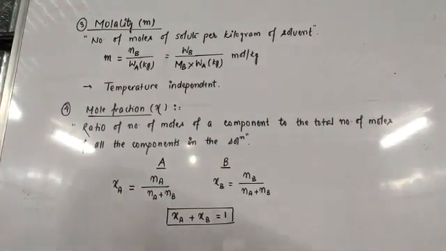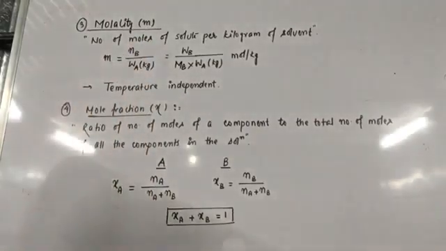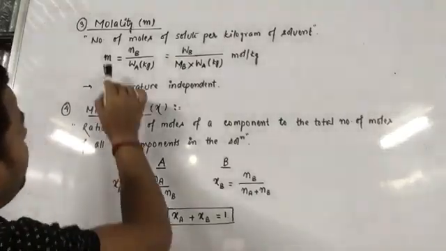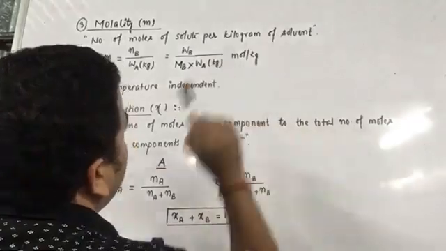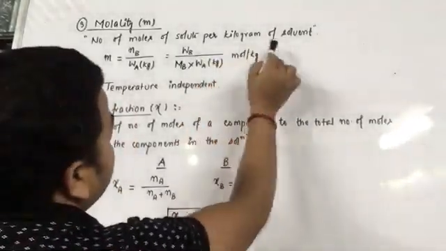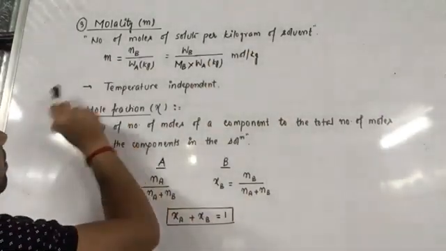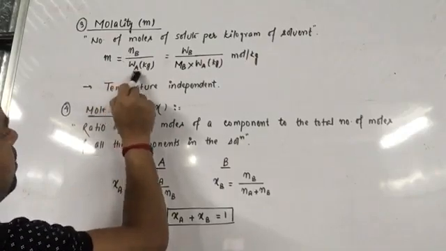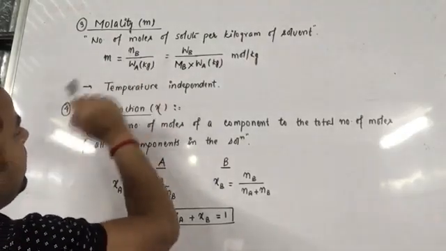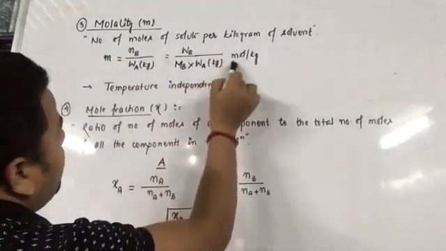So the third concentration term to be discussed is molality. It is represented by small m, whereas molarity was represented by capital M. So what is molality? Number of moles of solute per kilogram of solvent. Molality m is equal to the number of moles of solute by mass of solvent in kilogram. n can be taken as WB by MB. Unit of molality is mole per kilogram.